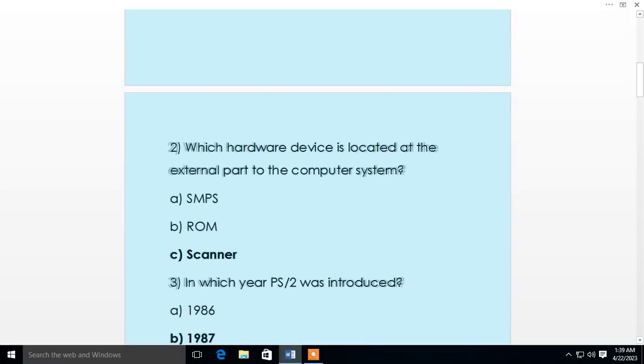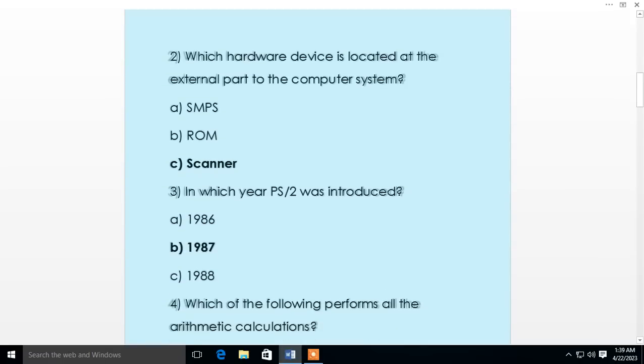Now come to the next question, question number 3. In which year was PS2 introduced? PS2, you find the ports are there, and you find in which year it was done. It was specially done by IBM in 1987. So the correct answer will be 1987, not 1986, and not 1988.